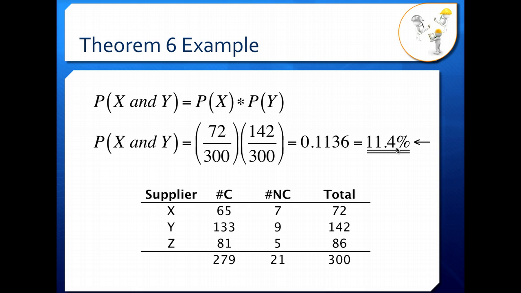When you start multiplying probabilities together, you're talking about events occurring in series. So the probability that both of those events are going to occur is probably lower than you would expect given another scenario. If this was X or Y, we would need to add these, and we'd have a much higher probability because we'd start adding 72 to 142, then dividing by 300. But when you have two events occurring in series, the probability of one then the other occurring is an event in and of itself. So it's going to have a lower probability.